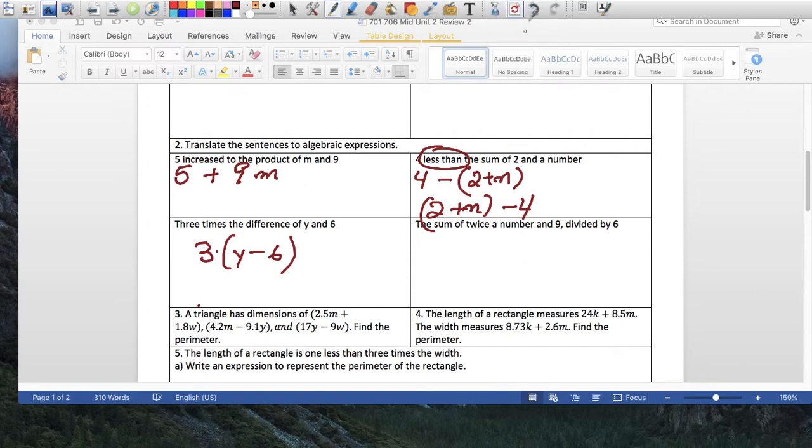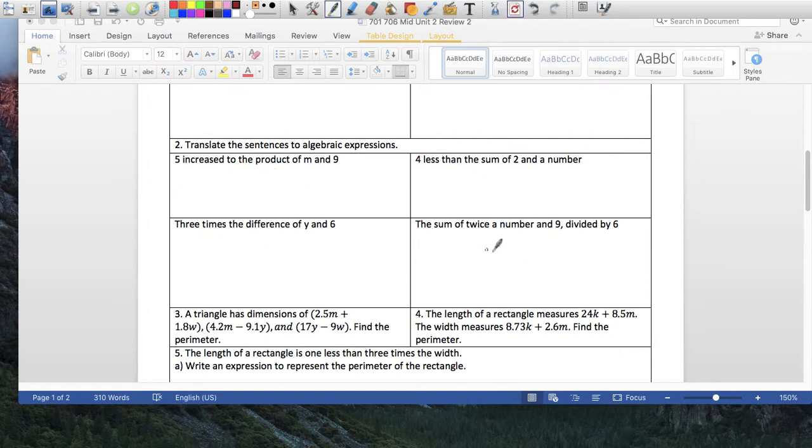Last one, sum. So we're adding two things, sum twice a number. So who are we adding? Twice a number is this, and 9, and then we're going to divide that whole thing by 6.